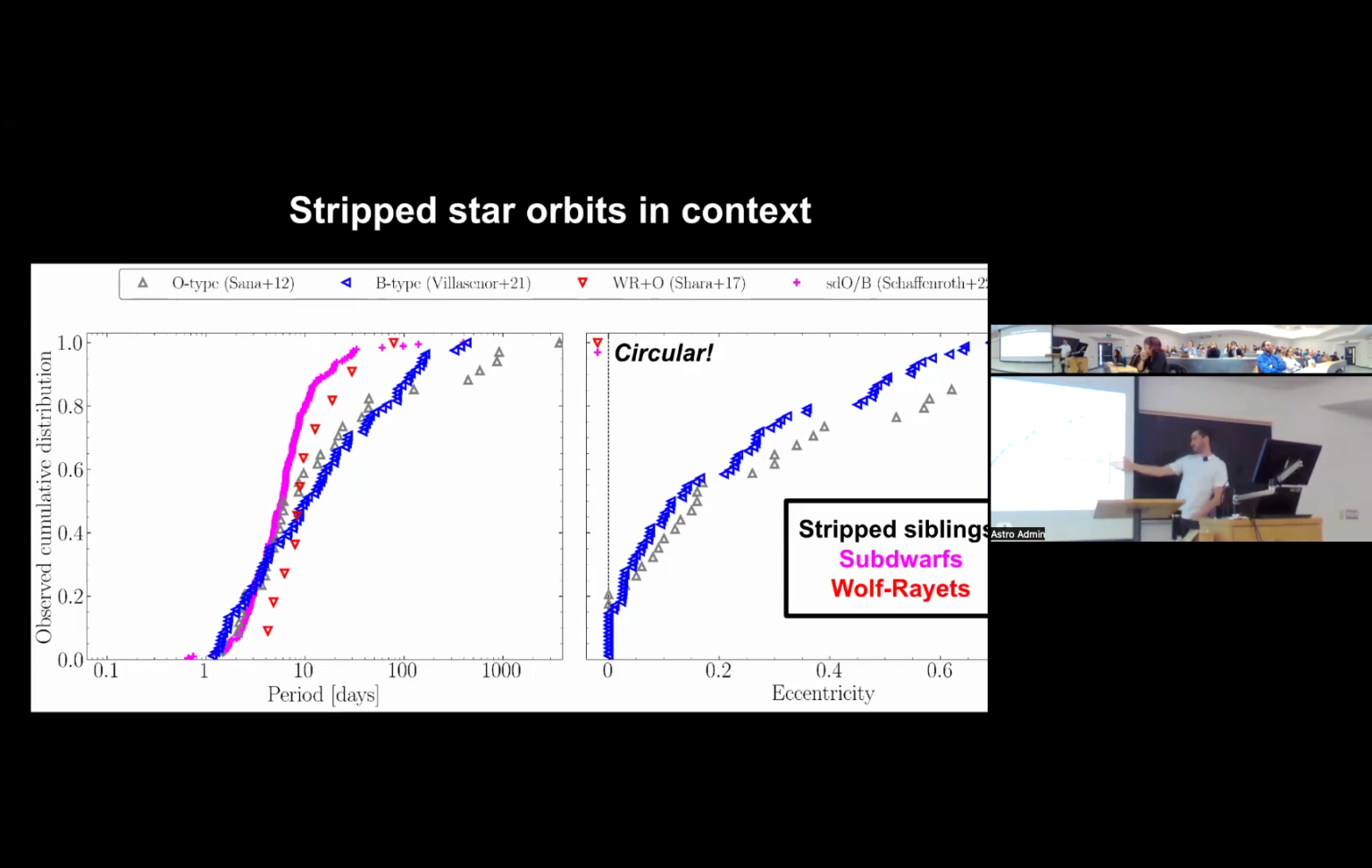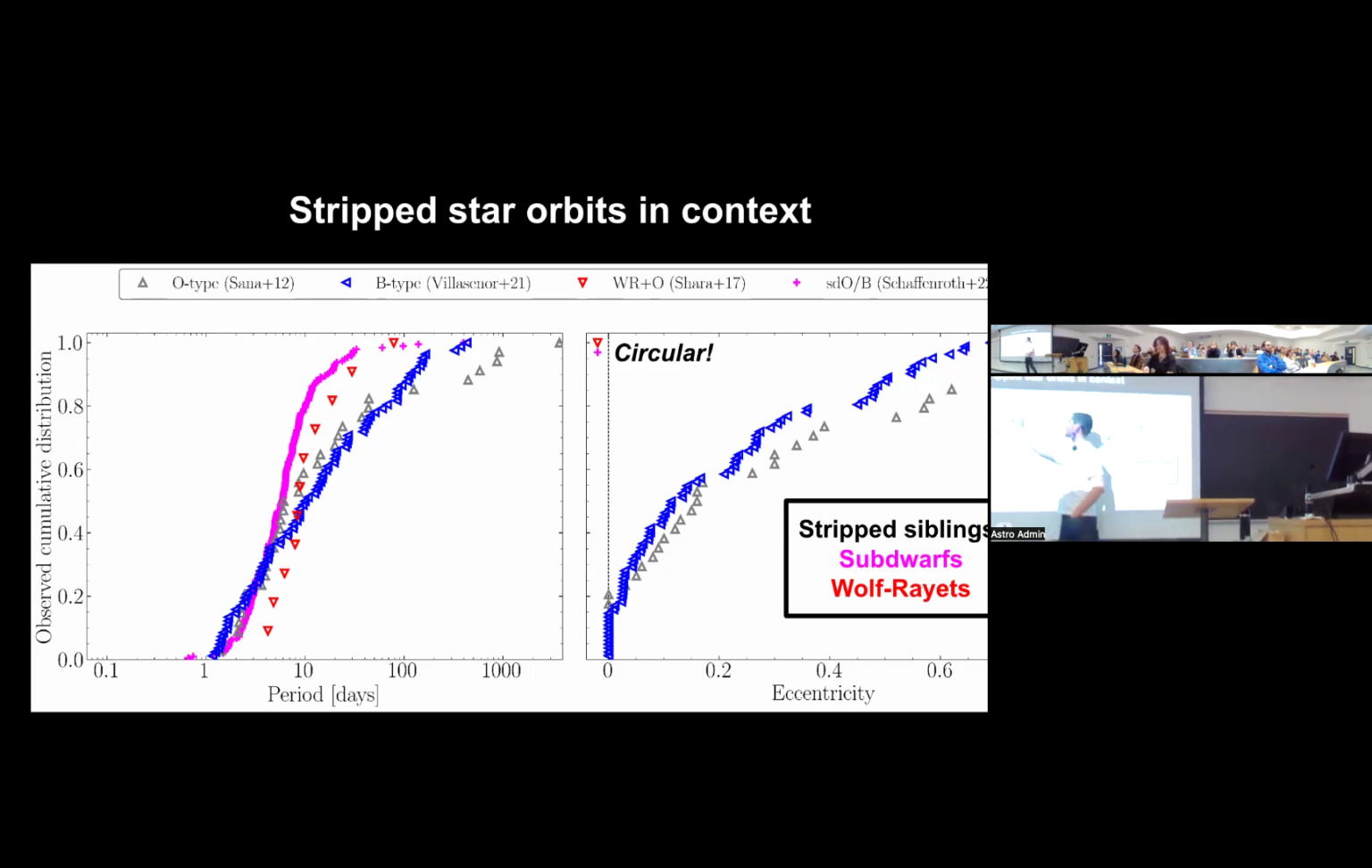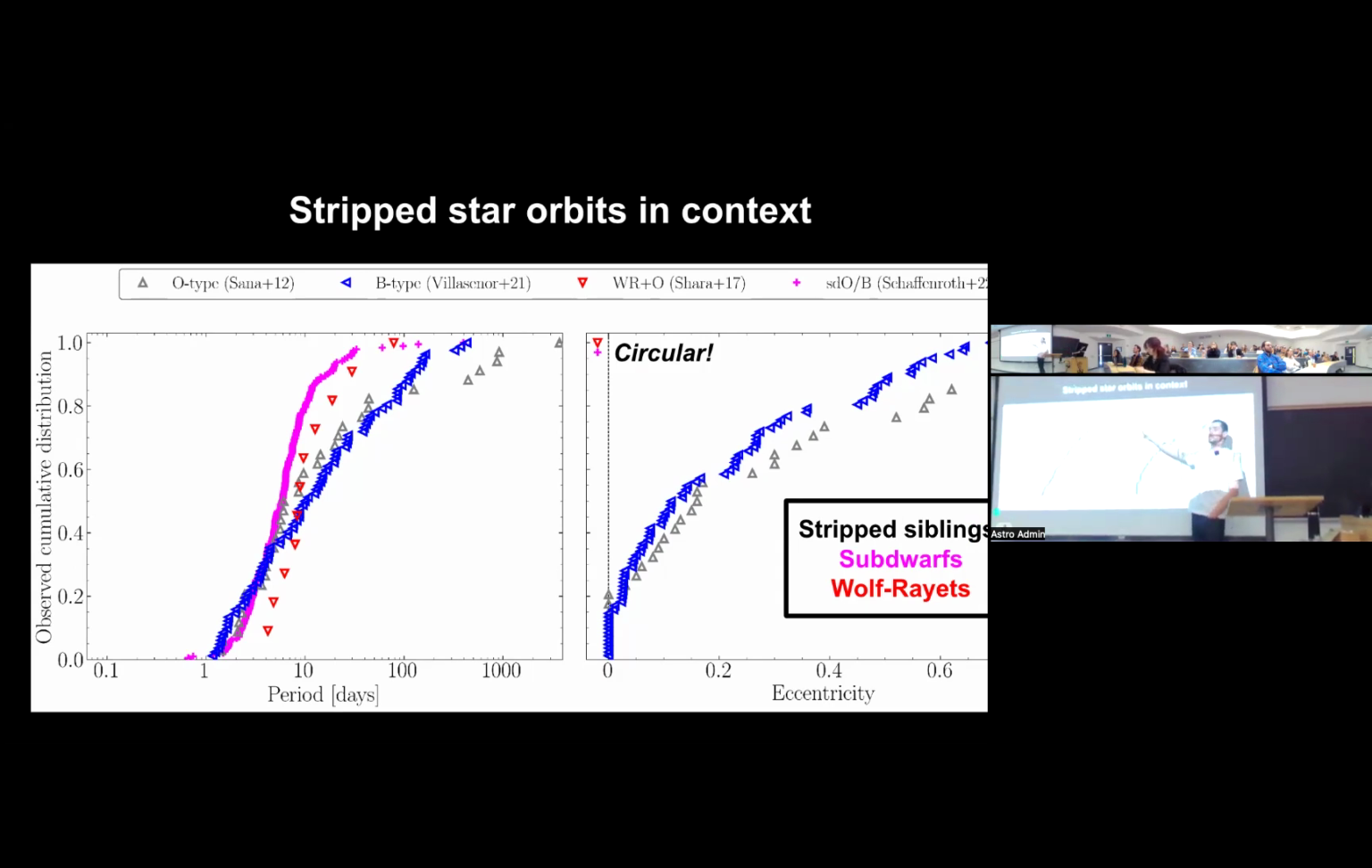Looking at the stripped siblings of intermediate mass stripped stars, so the subdwarfs in pink and the Wolf-Rayets in red, two important things to note are that mass transfer tends to shrink the orbit. So you can see that this high period tail gets shorter here. And on top of that, it is assumed that all of these orbits are circular because when they look at the data, it does seem to be the case that they are effectively near circular for all of the stars there.